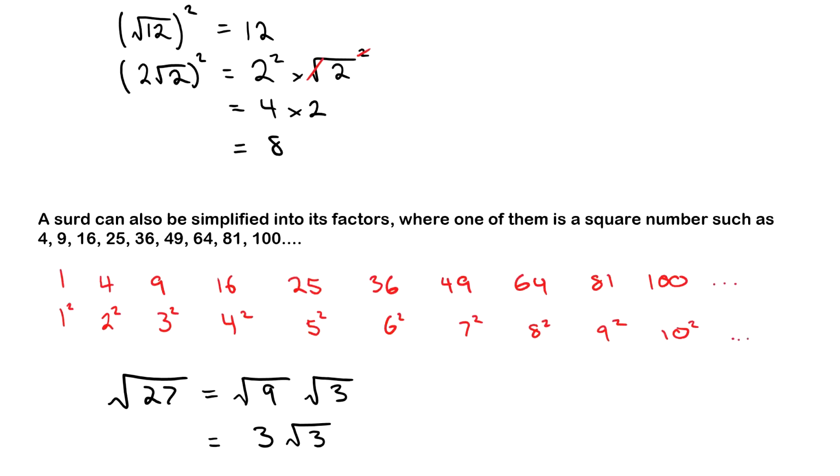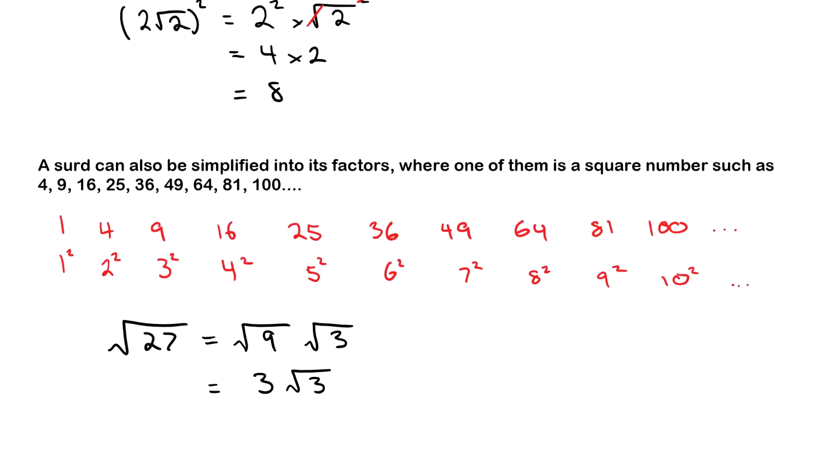Now, a surd can also be simplified into its factors, where one of them is a square number such as 4, 9, 16, 25, and so forth. I like to write these at the top of my page when I'm dealing with these types of surd questions. Underneath my square numbers, I also like to write what they are. So 1 squared is 1, 2 squared is 4, 3 squared is 9, and then you continue.